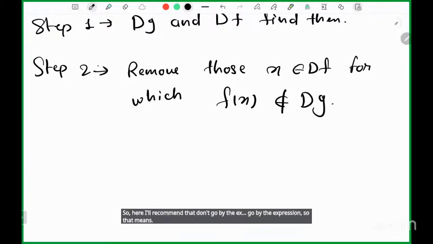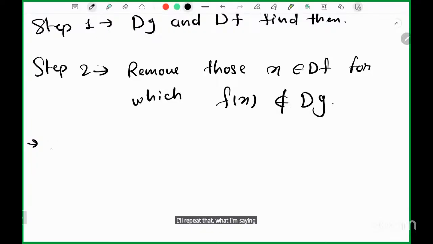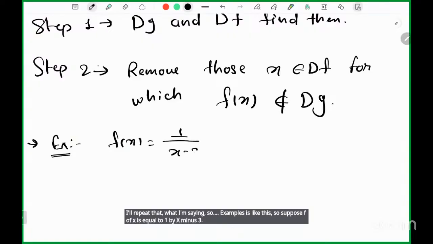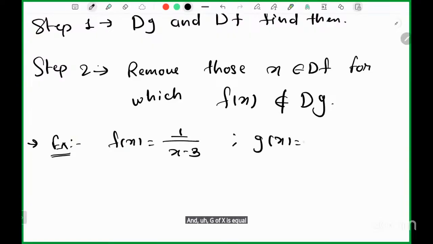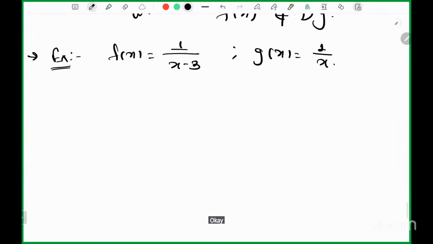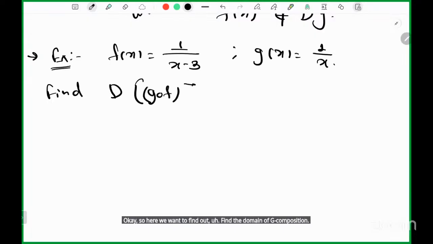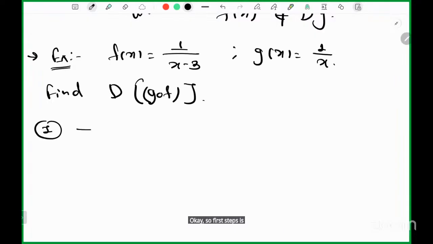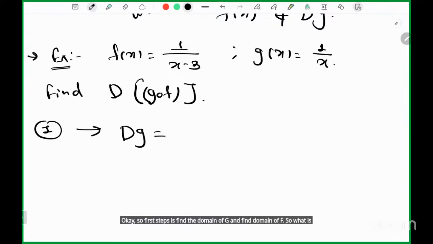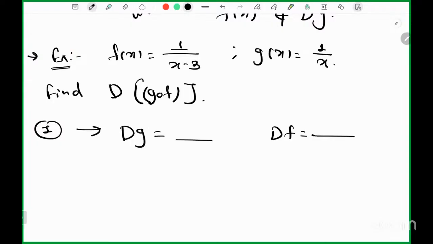I'll repeat what I'm saying. So the example goes like this. Suppose f of x is equal to 1 by x minus 3 and g of x is equal to 1 by x. Here we want to find the domain of g composition f. The first step says find the domain of g and find the domain of f. So what is the domain of g, if g of x is 1 by x? All real numbers except 0. Correct. And here the domain will be the set of all real numbers except 3.